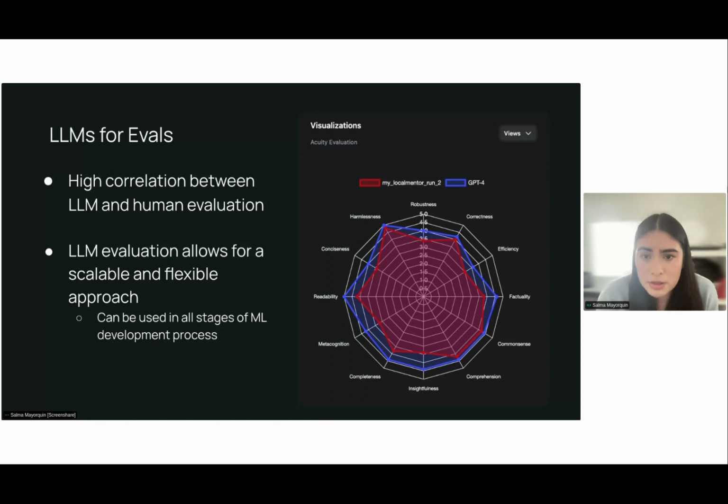So on the right-hand side, this is another feature of Remyx. This is called the Remyx Acuity Score. We're basing this off of a technique or a set of methods from the Flask paper, which is also linked in this deck. So keep that in mind. Essentially, we were able to design a test about the skills that we wanted our particular LLM to hit, and then compare the responses based on these skills with other models. In this case, we were comparing our train here, which I called my local mentor run 2, with GPT-4. So how does it perform in terms of a scoring mechanism on all of these different qualities about the model?